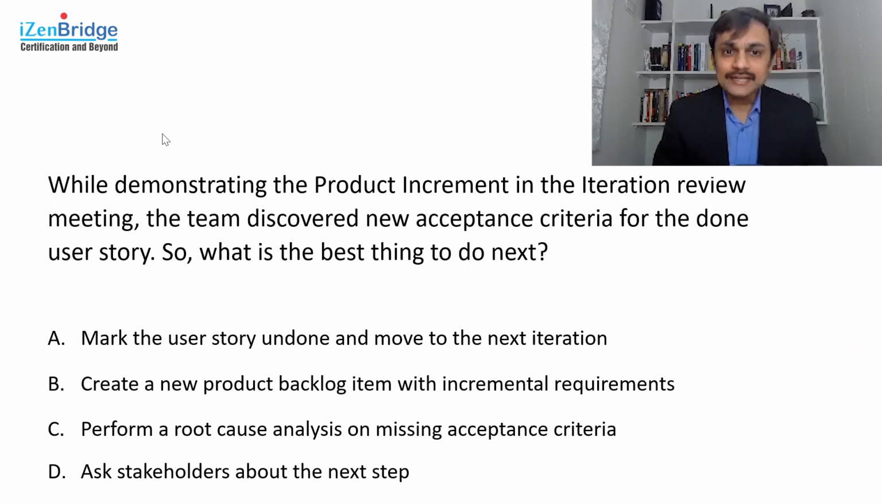Question 2. While demonstrating the product increment in the iteration review meeting, the team discovered new acceptance criteria for the done user story. So what is the best thing to do next? Let's look at the options. Option A, mark the user story undone and move to the next iteration. Option B, create a new product backlog item with the incremental requirement. Option C, perform a root cause analysis on the missing acceptance criteria. Option D, ask the stakeholders about the next step.